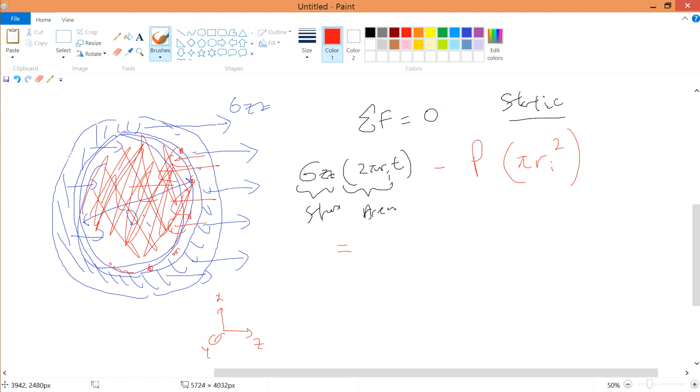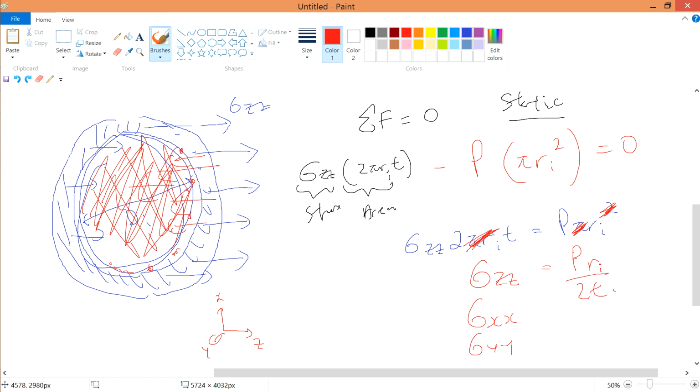Therefore this is equal to 0, and then I simply bring this over to the other side. What we have is this. Now we cancel out pi ri squared on both sides, so I'm just left with this one over here. Now I can simply re-represent this sigma zz as p ri over 2t. Note that sigma zz can be represented in all directions. It can be xx, it can be yy, so all of these can be represented with this equation in all directions, and that's it, nothing much.